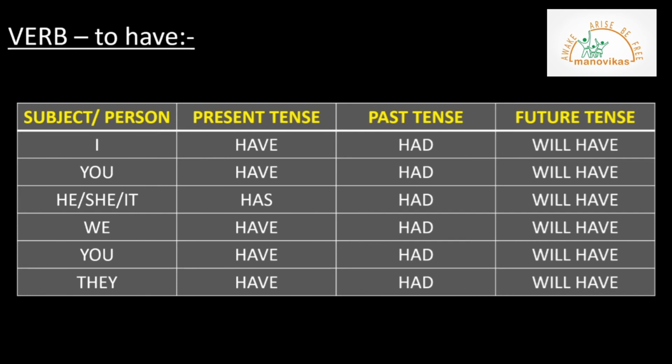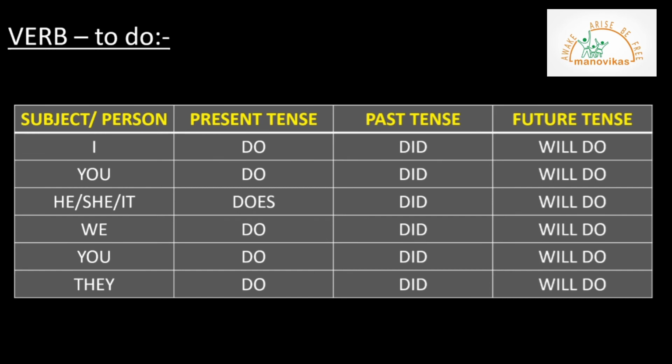When we speak of the future for the same verb to have, we will say I will have, you will have, he, she, it will have, we will have, you will have, and they will have.